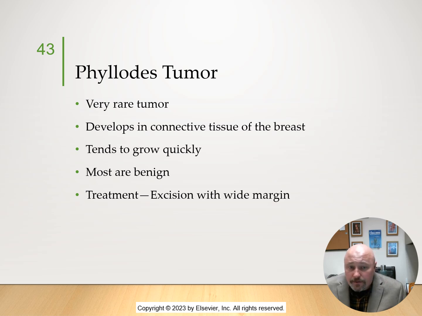A very rare form of tumor is a Phyllodes tumor, and it develops within the connective tissue of the breast. Unfortunately, it tends to grow very quickly, though most are benign, and treatment involves excision with a wide margin.